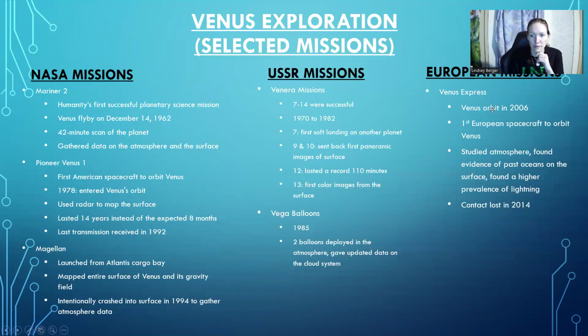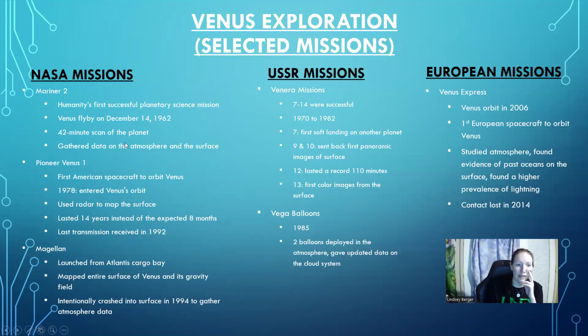So, different missions that we have sent to Venus. This time I broke it up by NASA, the USSR, aka Roscosmos, and the Europeans. In NASA we had Mariner 2, Pioneer Venus 1, not to be confused with Pioneer 10 and 11, which are related to other planets later on. And then we had Magellan. So you can skim these and look at them.